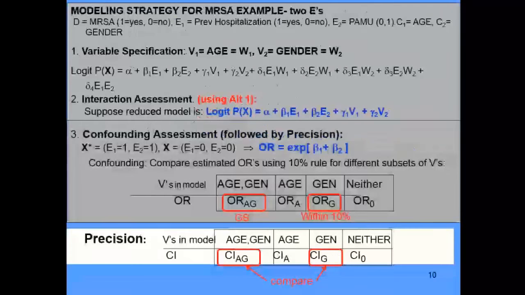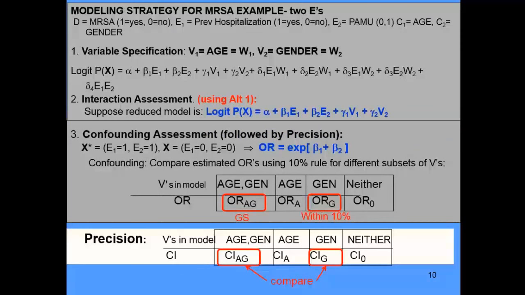So on the next slide, I did this. I took a guess. I said, suppose it turns out that this one is within 10%, but this one isn't, and this one isn't.